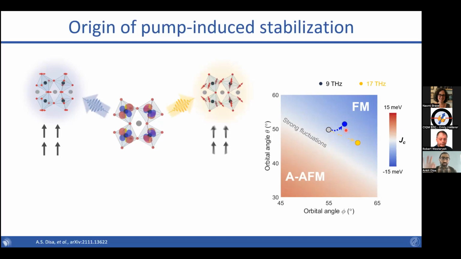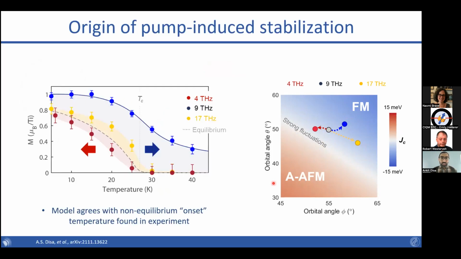For the 16 terahertz mode, we see that the orbital state changes, but it doesn't really move appreciably farther away from the phase boundaries, so we wouldn't expect too much of an enhancement. And for the 4 terahertz mode, the orbital angles are predicted to push the system closer to the phase boundary, therefore increasing the fluctuations and weakening the ferromagnetic order. When you compare the temperature dependencies of all these pump-induced states, they all qualitatively agree with the theoretical model. We see a weakening for the 4 terahertz, almost no change for the 16 terahertz mode, and a strong enhancement for the 9 terahertz mode.